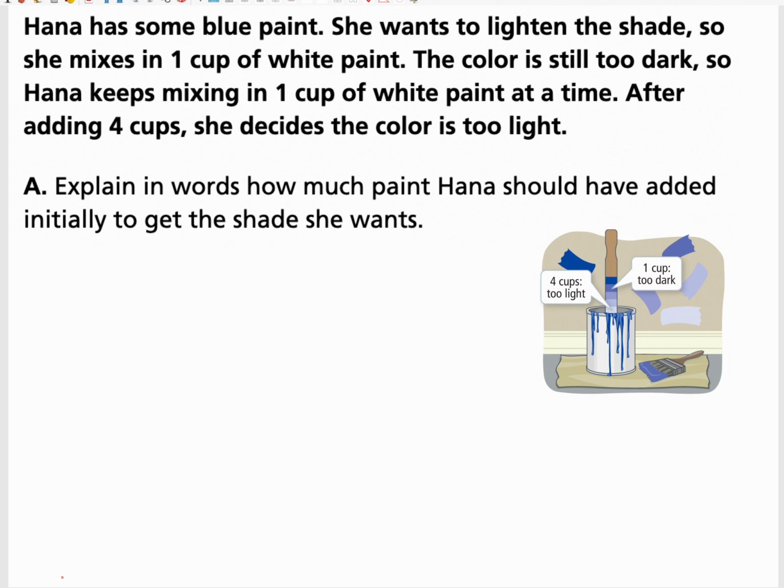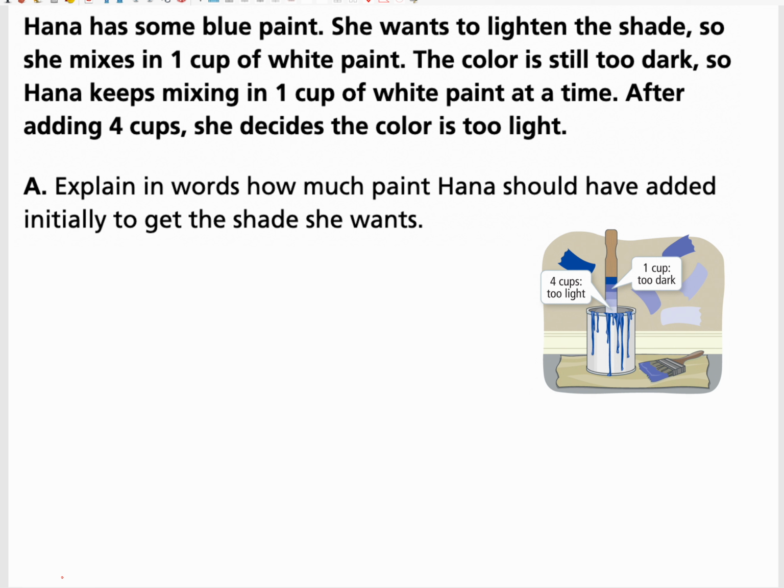Hannah has some blue paint. She wants to lighten the shades, so she mixes in a cup of white paint. Still too dark. So she dumps in 1 cup of paint at a time. After adding 4 cups, oops, she went too far. Now it's too light. So explain in words how much paint Hannah should have added initially to get the shade she wants. Don't overthink this. This is a simple kind of thing they want us to think about.